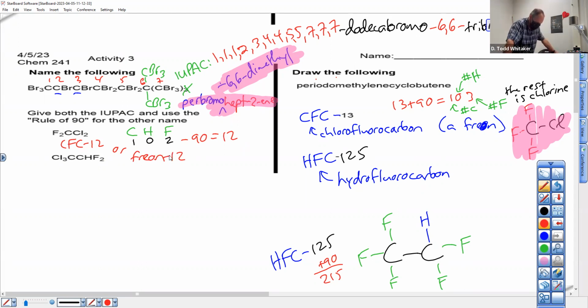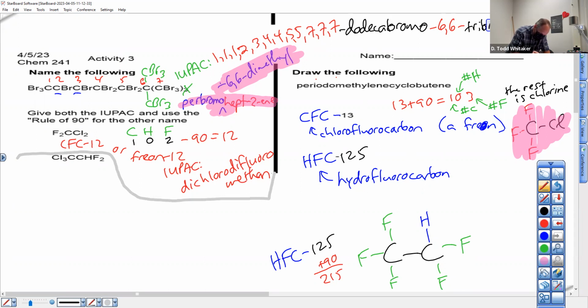Okay. IUPAC name is just, where's the picture? Dichloro-difluoromethane. IUPAC. Dichloro-difluoromethane. And let's make sure we separate out these things. There you go. Methane? Very European typo there. And it's methane. There you go.